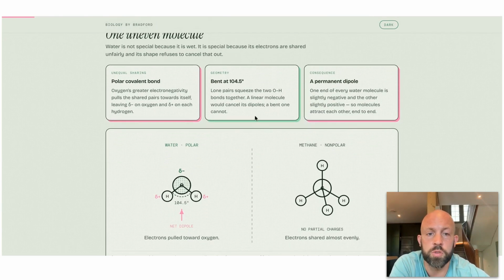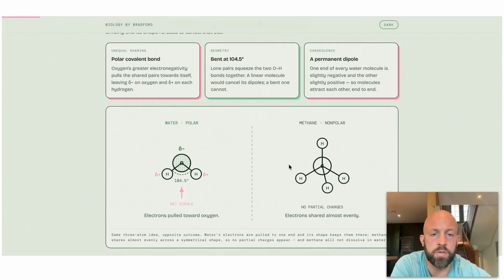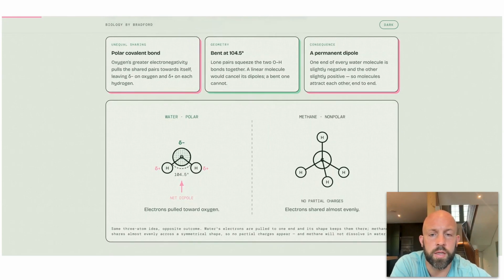So when we look at a water molecule, we're comparing it to methane here. Now, why are we doing that? Well, they've got a similar relative atomic mass. If we look at the oxygen here and the hydrogens, you can see there is this bond. We don't really need to appreciate that this is 104.5 bent, but it's this idea that we've got a dipole. A linear molecule would cancel its dipoles, a bent one cannot.